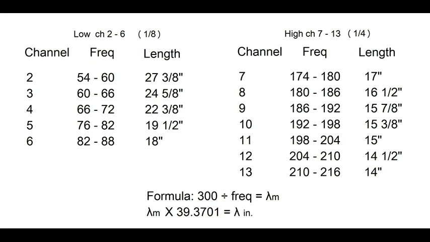Now the numbers on the right, I know that they work on this antenna. They're VHF high from channel 7 to 13. Now the channels on the left, channels 2 through 6, I don't have any of those channels in my area, so I can't test it, and I have no idea if they work or not. Now if you have any of those channels in your area and you build this antenna, let me know how it works for you. I'd be interested to know.